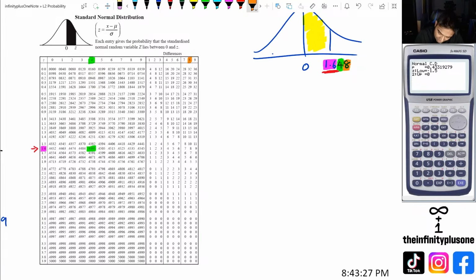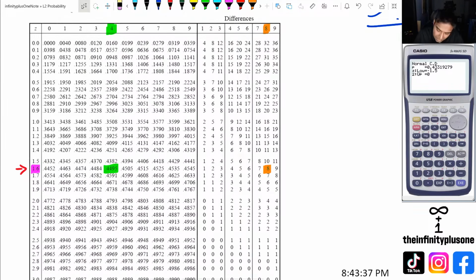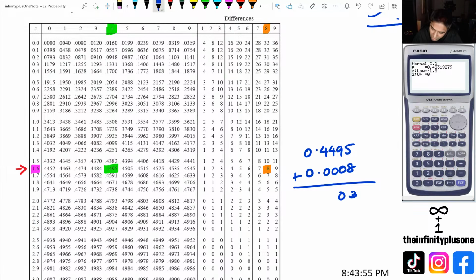The 8 is something here. And if you go all the way down, you're going to have to match it up to this value here, which is an 8. Just going to zoom in a bit so you guys can see it a little bit better. So now what I have to do is 0.4495 plus 0.0008, which is going to give me, what is it going to give me? Got a 3, got a 1, and a 0, and a 1, and a 5. So that's going to give me a probability of 0.4503.